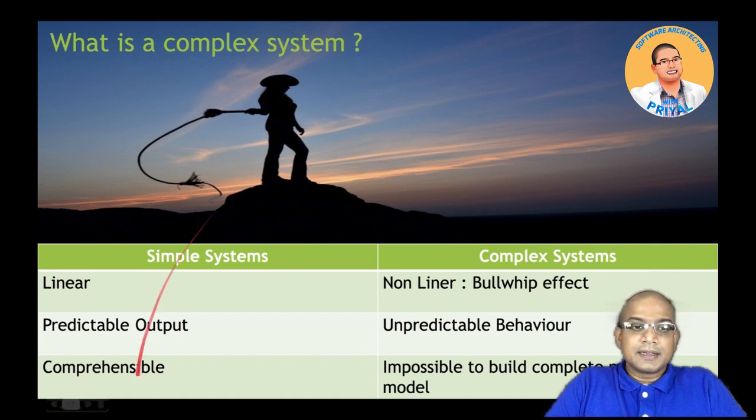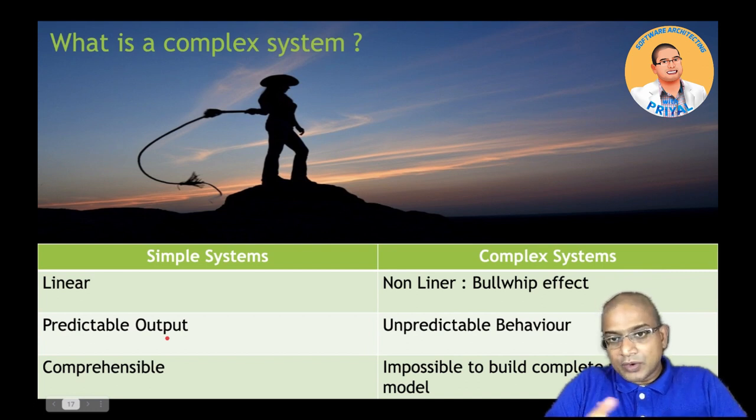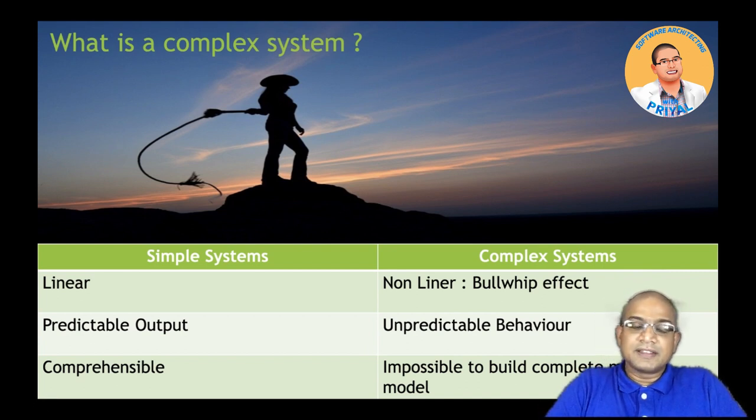And in simple systems, the output is predictable. That means you can predict the behavior of the system before you go into production. But in complex systems, the behavior is unpredictable. You do not know how it would behave.